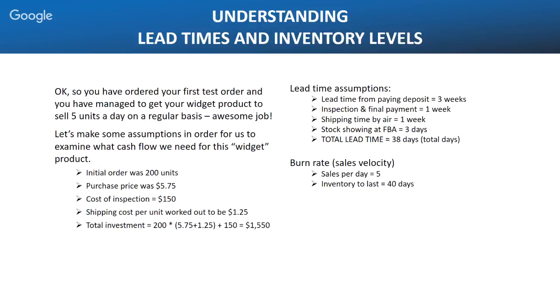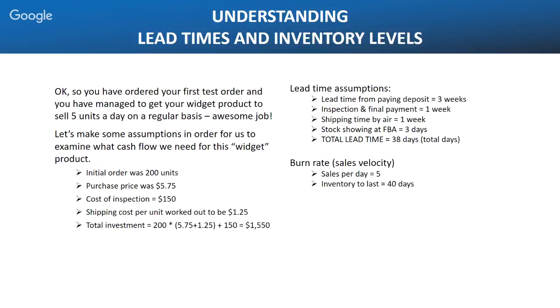So you've ordered your first test order, okay, and you've managed to get your widget product to sell 5 units a day on a regular basis. So that's basically a pretty good job. So let's make some assumptions in order for us to examine what cash flow actually looks like and what we need to continue selling our widget products. All right, so let's go through the numbers here over on the left-hand side. You can see where I am.